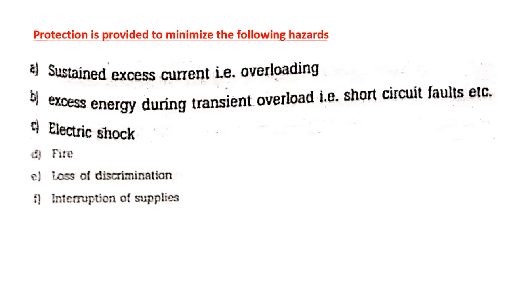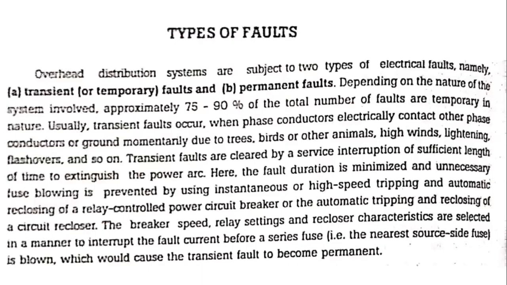Next, interruption of the supplies. When faults occur in a distribution system, interruption of the supply also occurs in the system. These are the protective schemes, and why we provide protection: to minimize these hazards. These are some of the considerations for providing protection to minimize the following hazards.